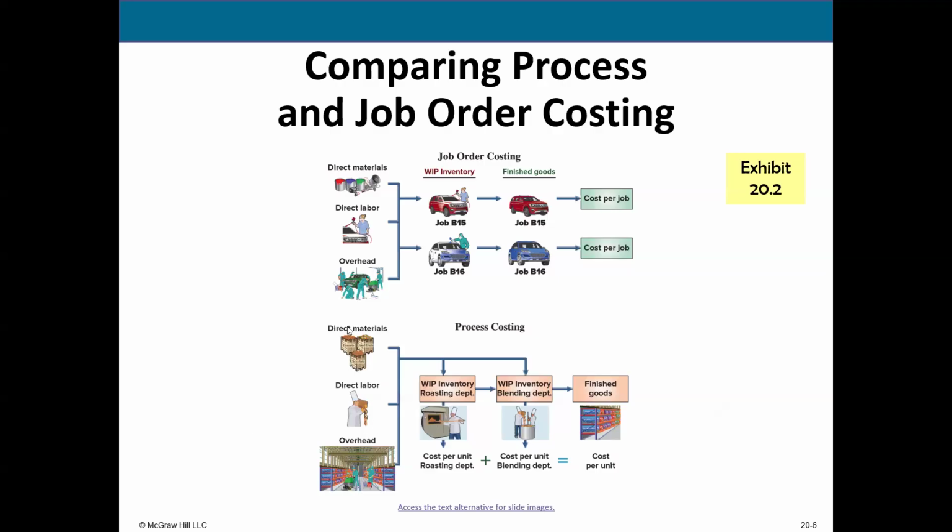They take the direct materials, which are the fruits and the vegetables, I guess. They take those and put them into the roasting department. They roast all the fruits and the vegetables. Then when that's done roasting, they move it into the blending department where they mix it all together. Then eventually it becomes finished goods.